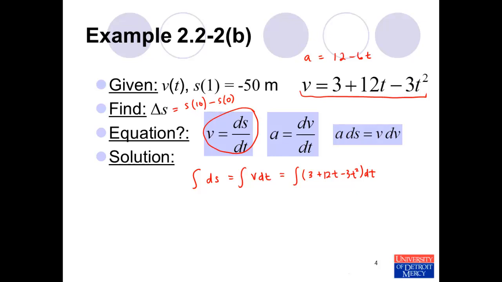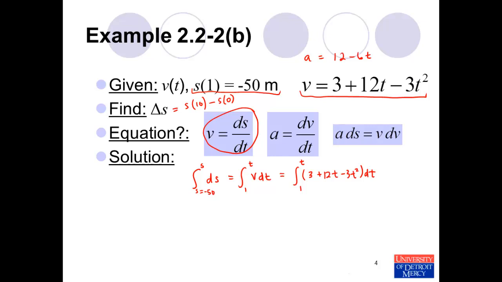So what I'm going to go ahead and do is use 1 second as one of my limits, because we do have the value of the position at 1 second. So I'm going to integrate from time equals 1 second, where s is equal to minus 50. And then I'm going to leave the upper limit as a variable. So it's just some variable s, some variable t.